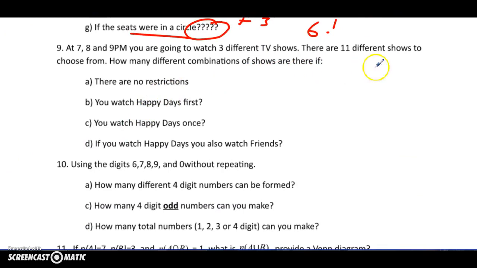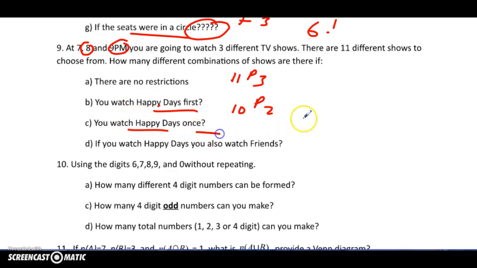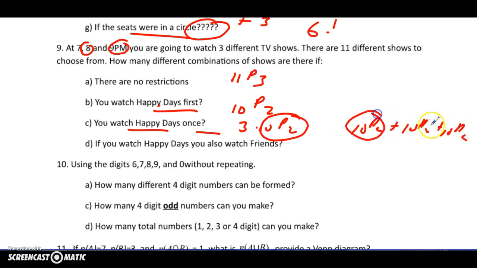7, 8 p.m. You're going to watch 2 different shows, 11 shows to choose from. There are no restrictions, so you're going to go 11P3 for this. You watch Happy Days first. If you do watch Happy Days first, that means after that you have 10 shows to choose from, and you can put them in 2 spots, the 8 o'clock and the 9 o'clock. You watch Happy Days once, so you can either watch them first, second, or third. Each time you do that, you have 10P2 options for that. So there are 3 of those, or you can say 10P2 plus 10P2 plus 10P2. So there are 3 different scenarios where you watch first, second, or third.